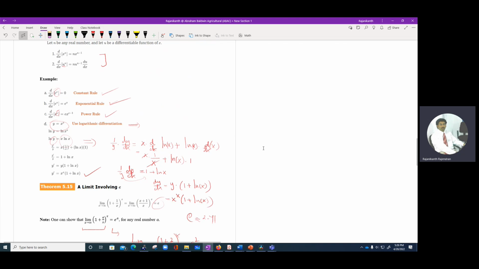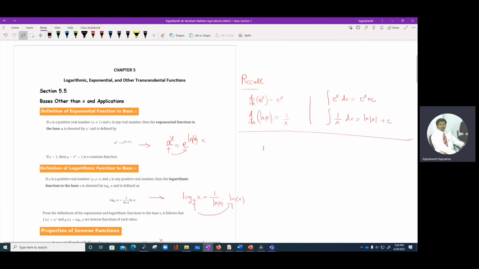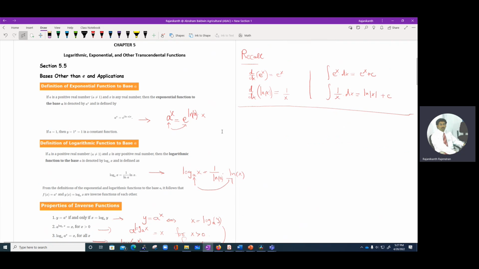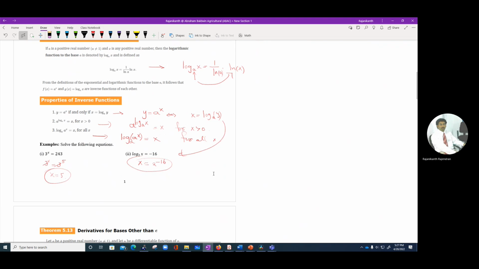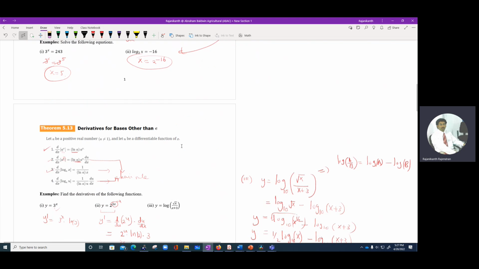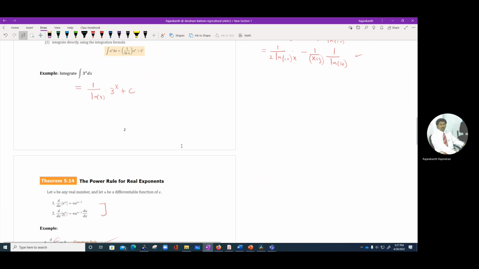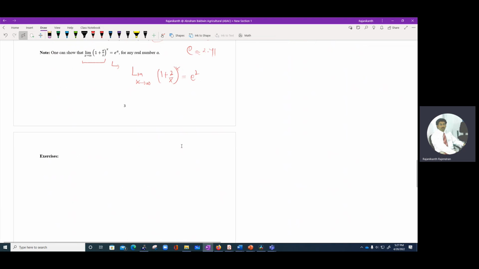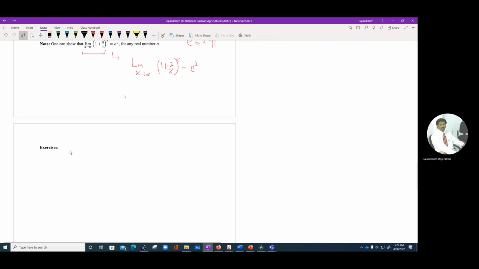So these are the things you now have to look for in 5.5, finding integration and derivatives with a base other than e. Basically we use these two conversions in terms of ln x and e to the power x. And practice these properties, okay? So do some problems from the textbook for 5.5.